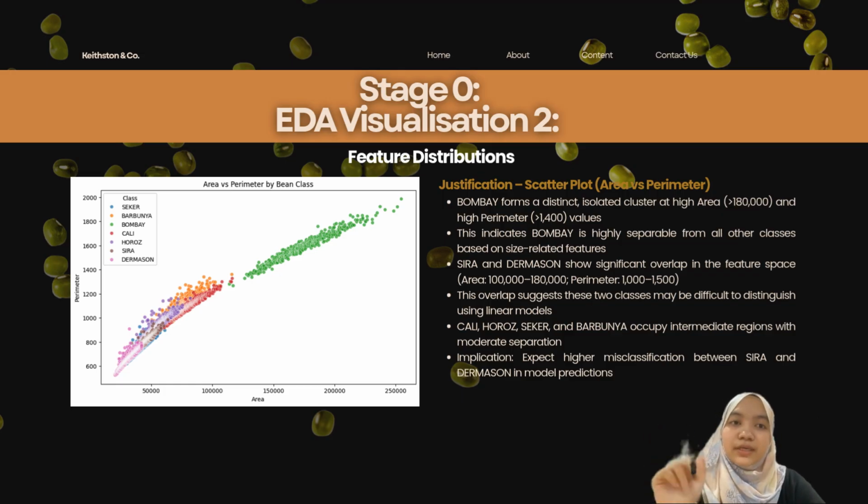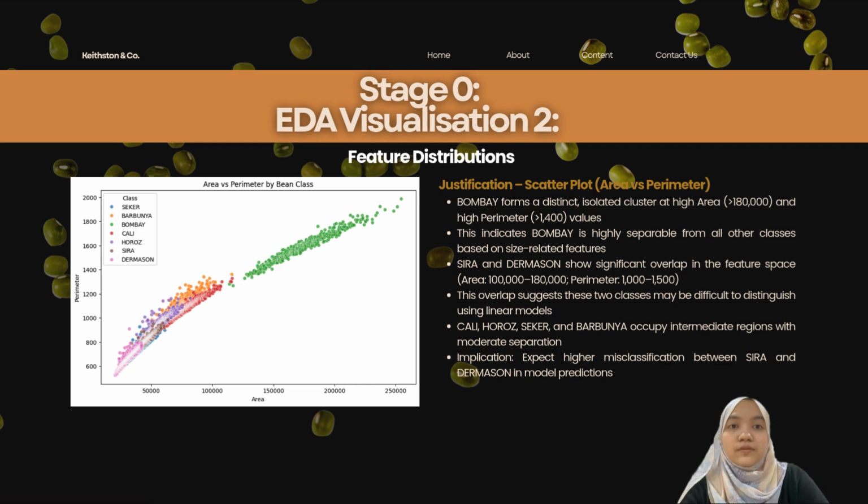Now, this is our second EDA visualization, using a scatter plot of area versus perimeter. From the scatter plot, we found that the Bombay class formed a distinct and isolated cluster with very large area and perimeter values. This suggests that this class is highly separable from other classes.